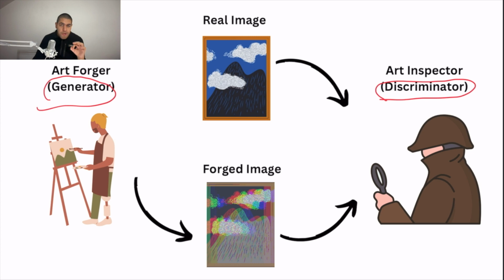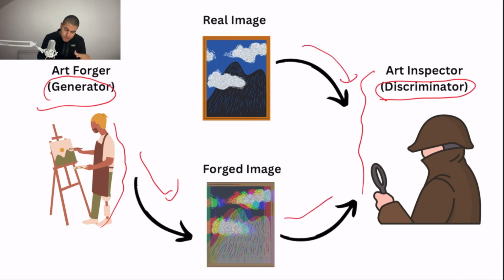So the best way to understand how this loop or cycle works is with an analogy. In this case, the analogy is that we have an art forger, the guy we can see here, and we have an art inspector, which we can see here. The art forger generates a forged image, and the art inspector tries to detect if that image is real or not, as we can see here.